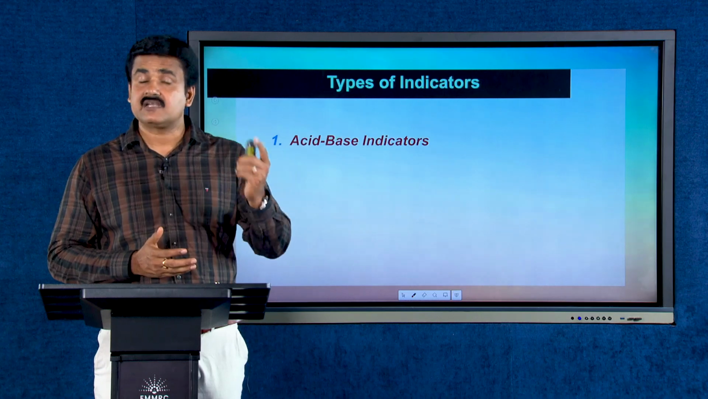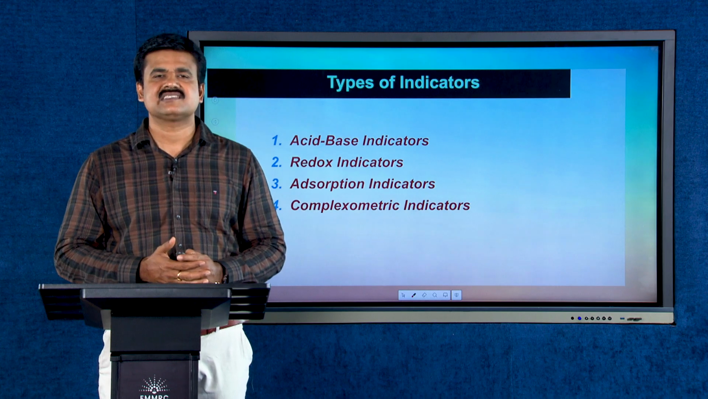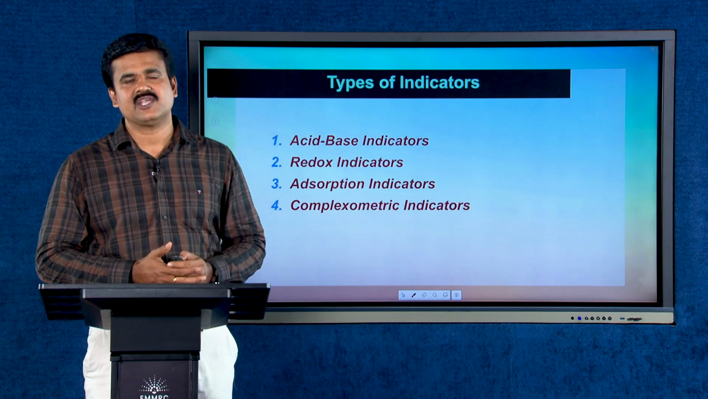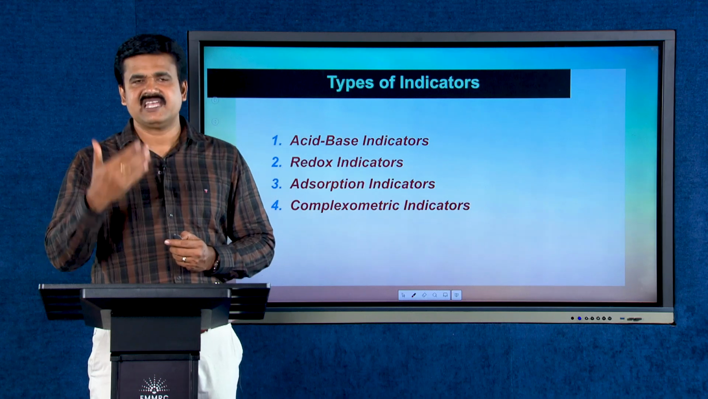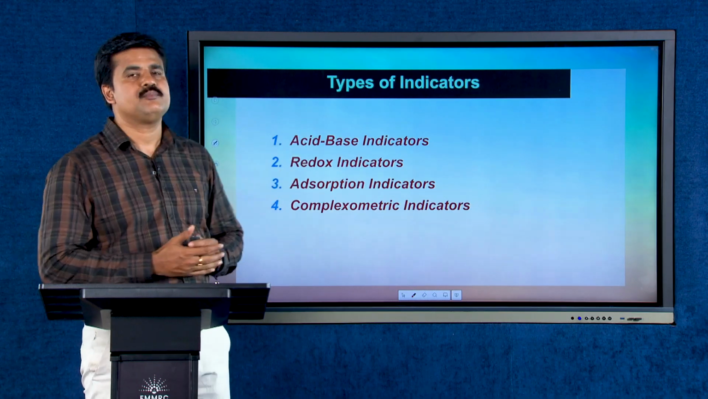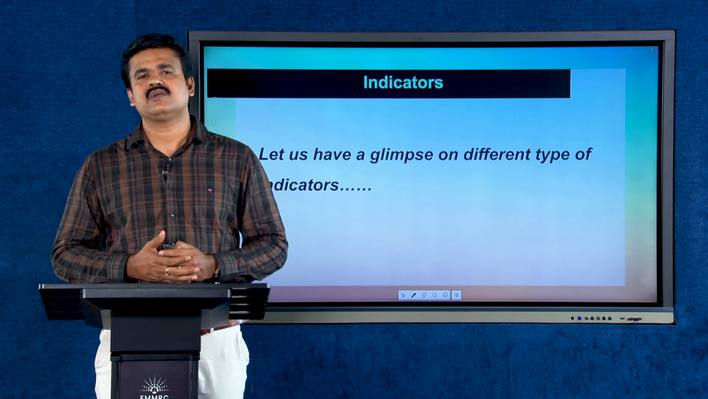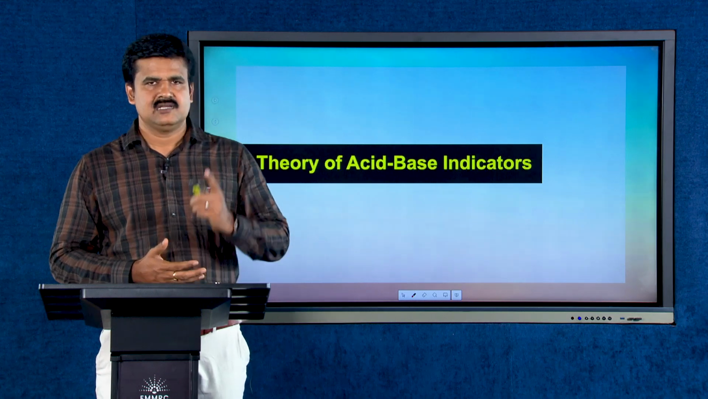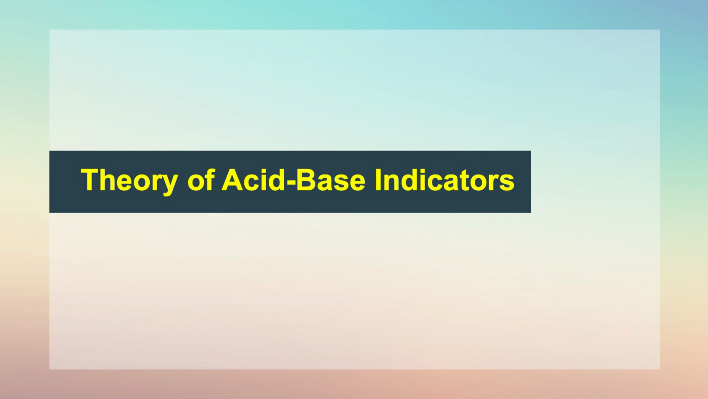There are several types of indicators and these involve acid-base indicators, redox indicators, adsorption indicators, complexometric indicators. So, these are very important categories of indicators and the present module is intended to have a thorough discussion on these types of indicators. And now we can have a glimpse of different types of indicators. First of all, theory and elementary concepts associated with acid-base indicators.